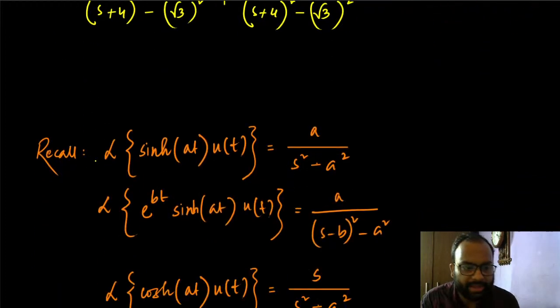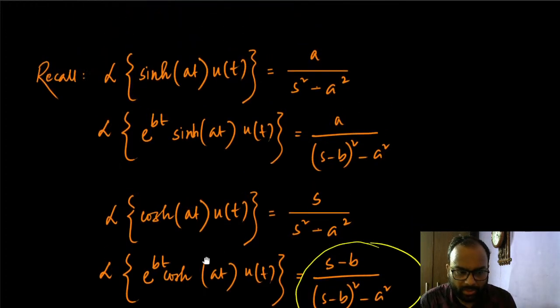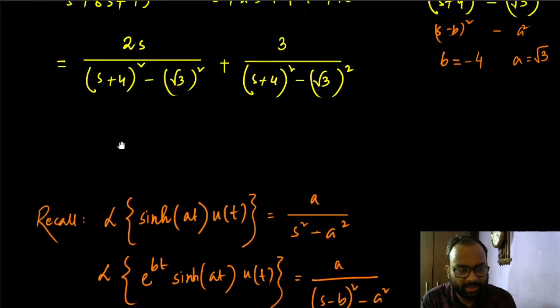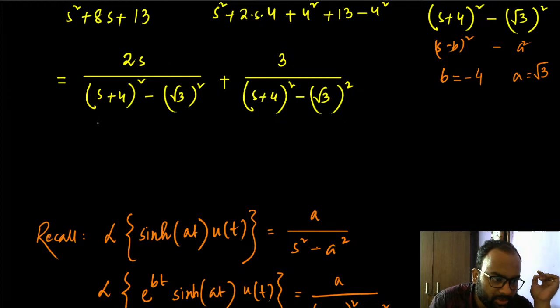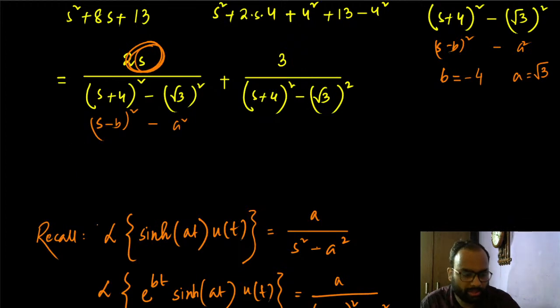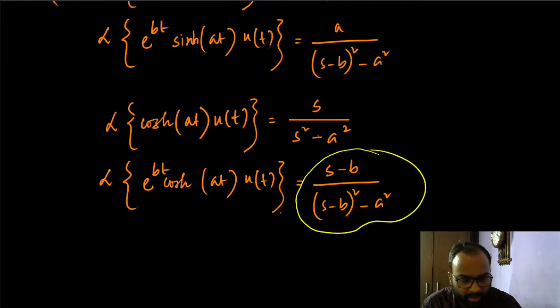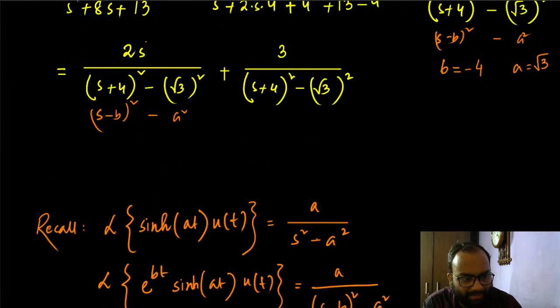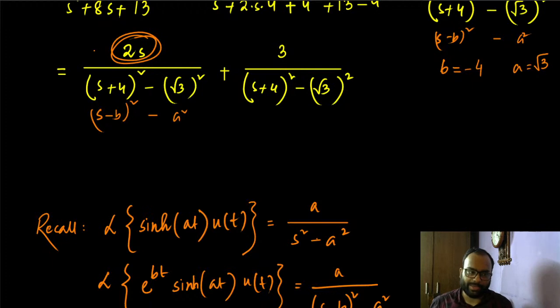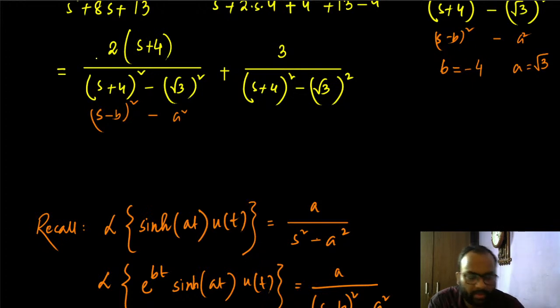Notice very carefully at this one first, because we need to have some understanding of that. If on the numerator I have an s, this is supposed to look like s minus b whole squared minus a squared, and on the numerator I have an s. Now, since I have s minus b in the denominator, I need to also have s minus b in the numerator. So technically this was supposed to be 2 times s minus b, which is s plus 4 here as well.